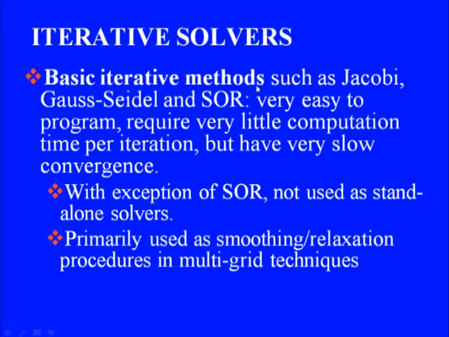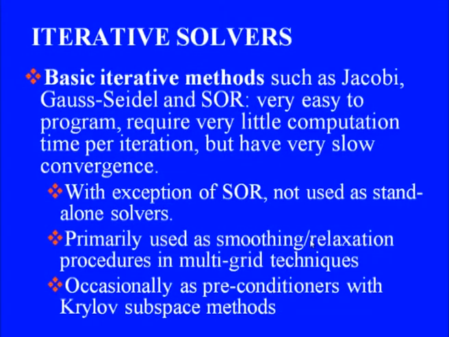All these basic iterative methods are primarily used as what we call smoothing or relaxation procedures in multigrid techniques. We will take up these multigrid techniques in the next lecture. So this category of iterative methods is primarily used as smoothing or relaxation techniques.